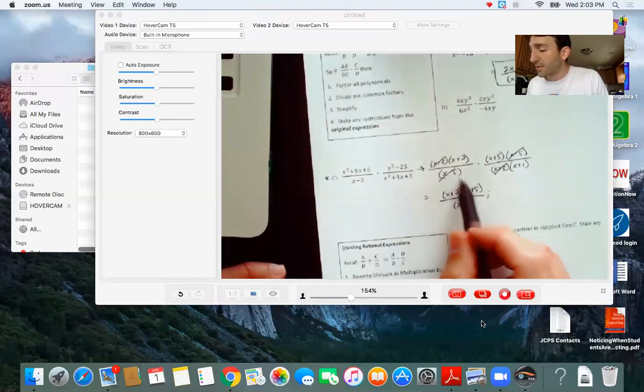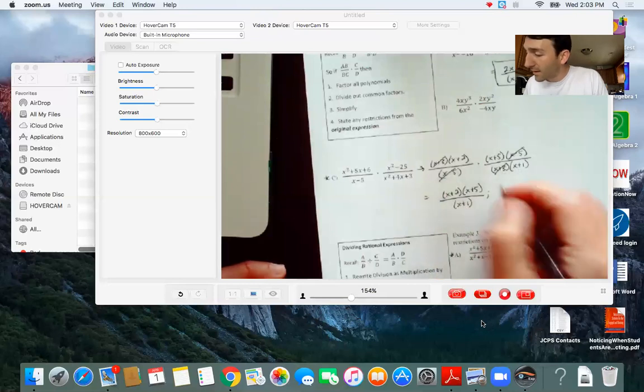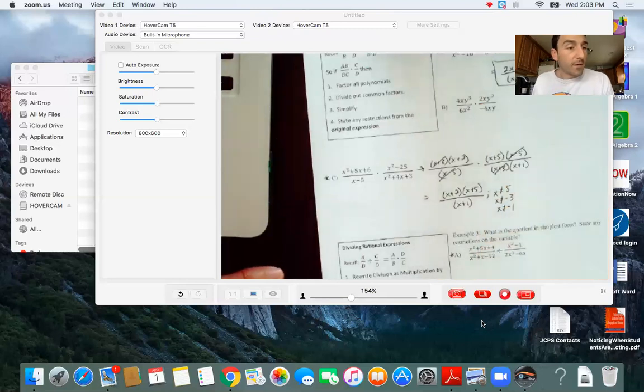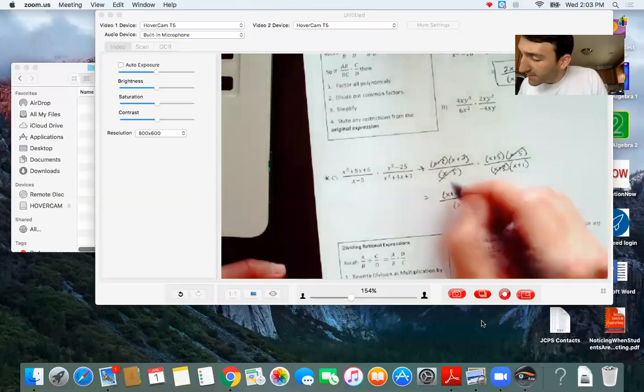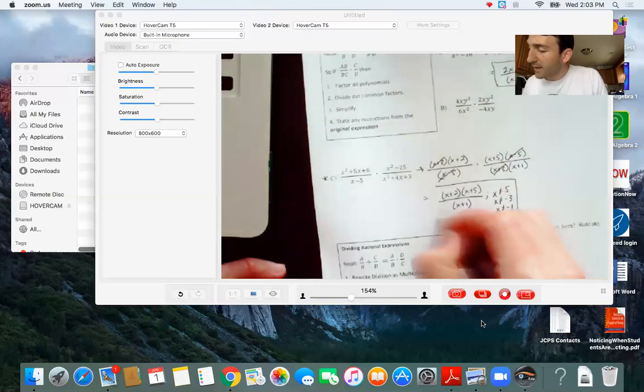So now to my restrictions, positive 5, negative 3, negative 1. So all of those would give us an error if we plug that into our calculator.